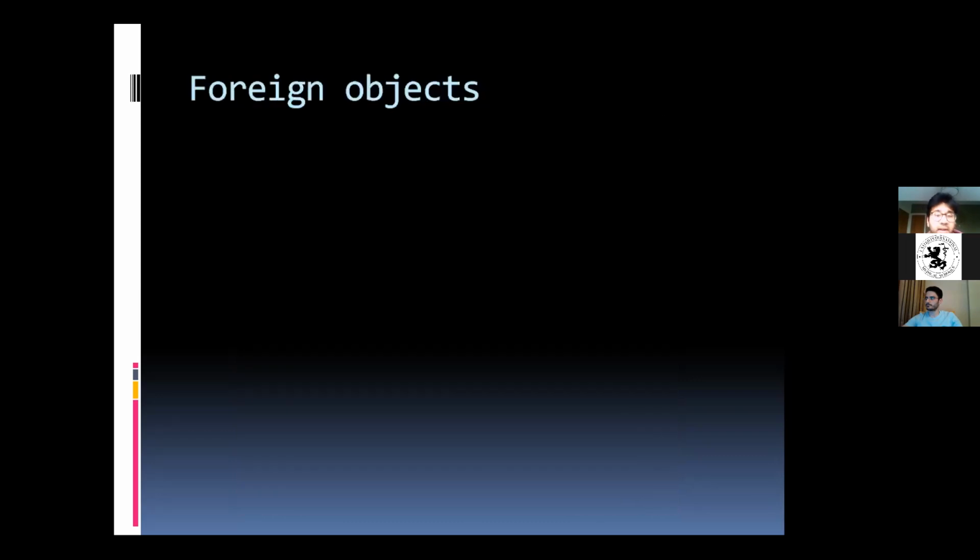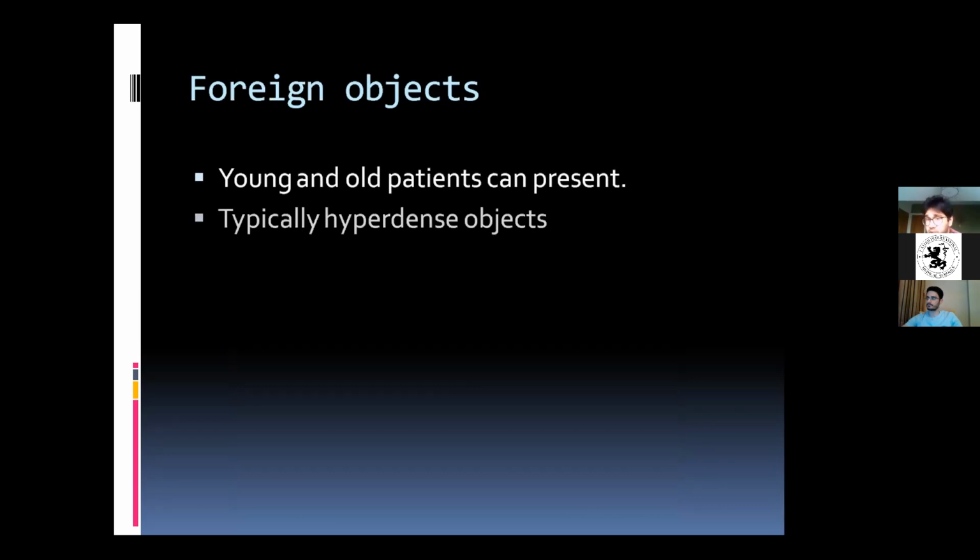Now, the final thing to do with airways is foreign objects. Foreign objects can present in young as well as old patients. They're typically hyperdense objects, so you can easily pick them out. Quick question, what side is more common? What side would the foreign object be present in more often? And why? Exactly, on the right-hand side. And why is that?